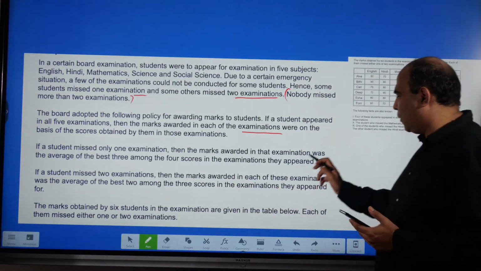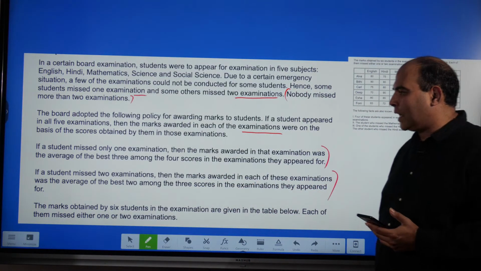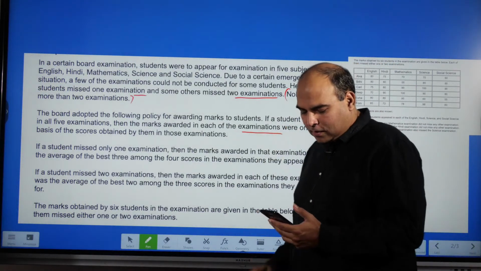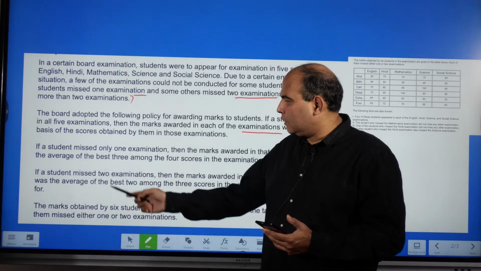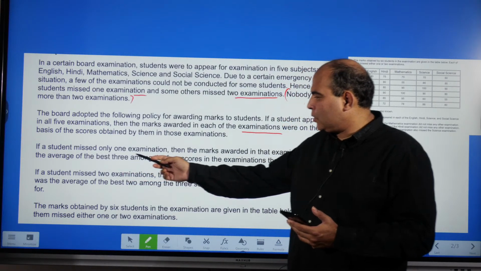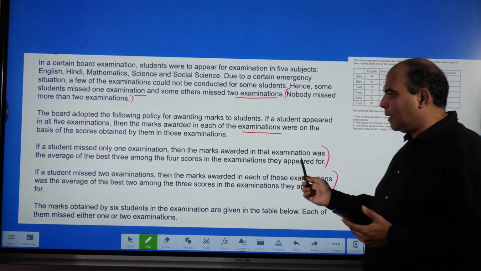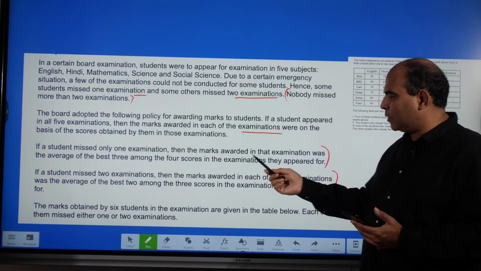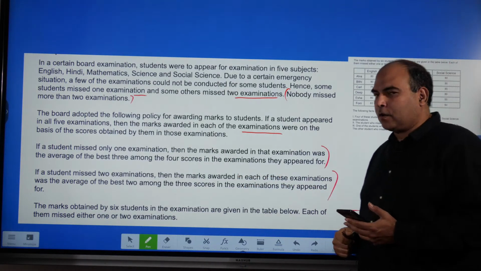And then this is the key question. These 2 are the key statements you need to understand before you head into the analysis of the table. And the first one was, if a student missed only 1 exam, then the marks awarded in that exam was the average of the best 3 amongst the 4 exams they appeared for.